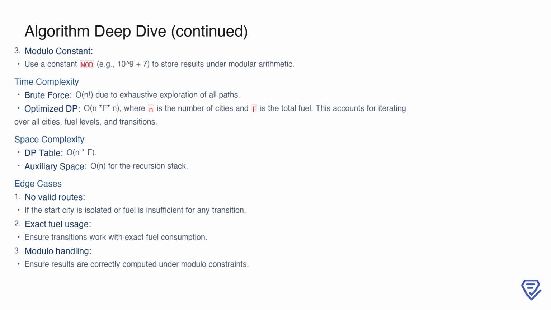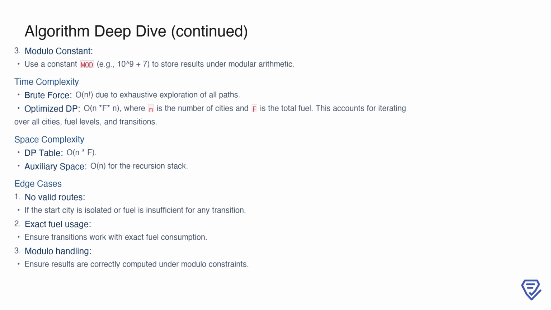When analyzing the time complexity, the brute force approach is extremely inefficient, with exponential complexity, as it explores all possible paths exhaustively. In contrast, the optimized dynamic programming solution has a time complexity of O(n*f*n), where n is the number of cities and f is the total fuel available. This accounts for iterating over all cities, fuel levels, and possible transitions. The space complexity is O(n*f) for the dp table and O(n) for the recursion stack in the memoized solution.